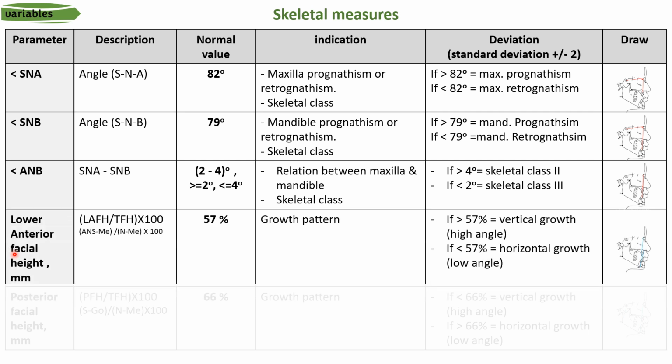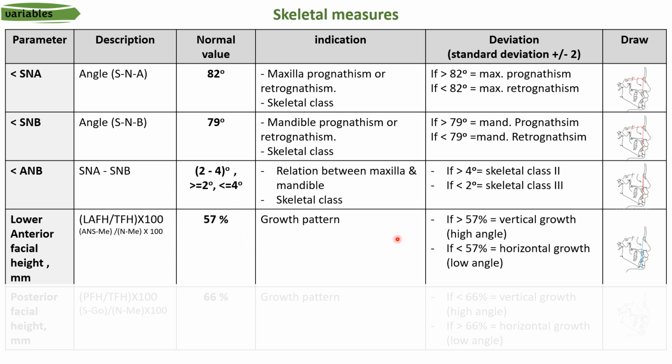Lower facial height. This is a linear measure, two measures that are divided by each other and then multiplied by 100 to give you a percentage. The first value is the lower anterior facial height, which extends from the ANS, the anterior nasal spine, to the menton, divided by the total facial height, which extends from the nasion to the menton, and the value is multiplied by 100 to give you a percentage. The mean value here is 57%, and it indicates the growth pattern of the patient.